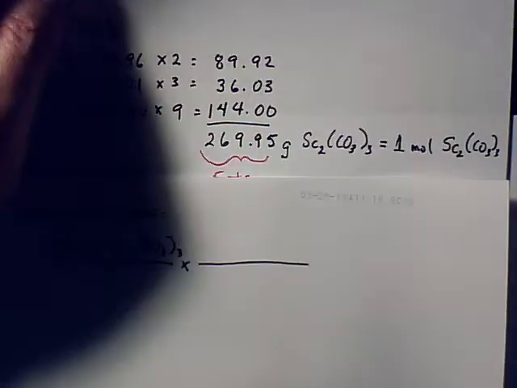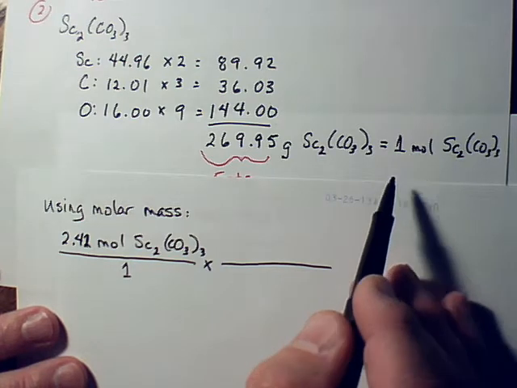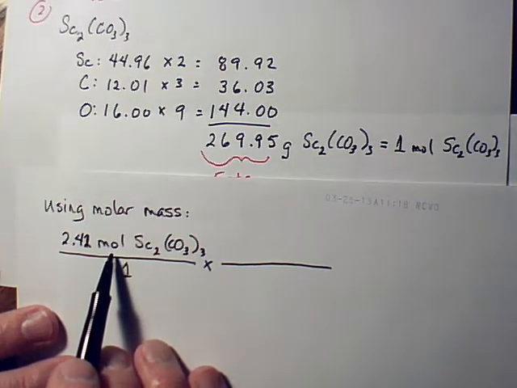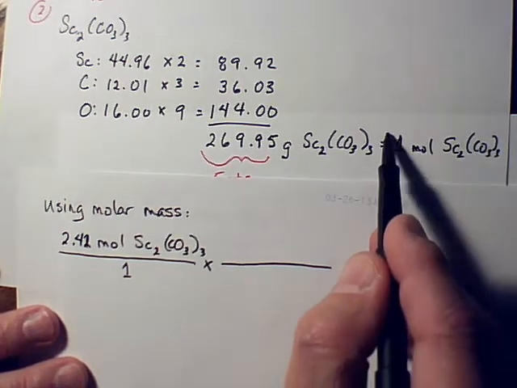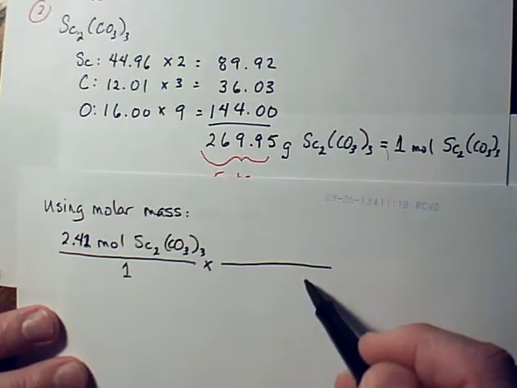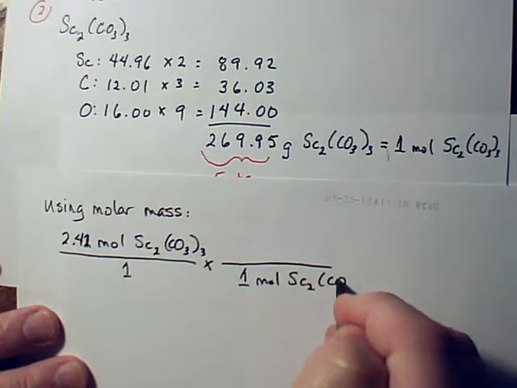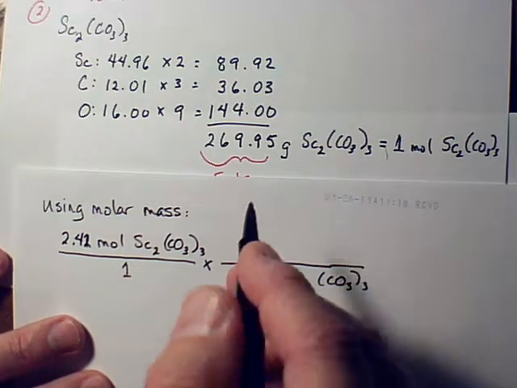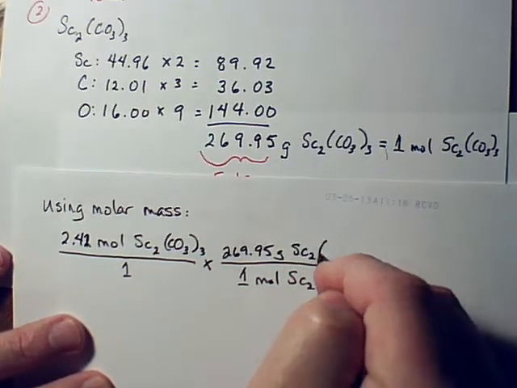To convert that into mass, I need an equality statement like this. What I need to do is take one side or the other of this equality statement. Choose the side whose units and species match your starting amount. Our starting amount has units of moles and a species of scandium carbonate. This side of the equality statement has the same units and species. That means this whole side goes under this fraction: 1 mole of scandium carbonate. Then the other side of the equality statement goes on top: 269.95 grams of scandium carbonate.